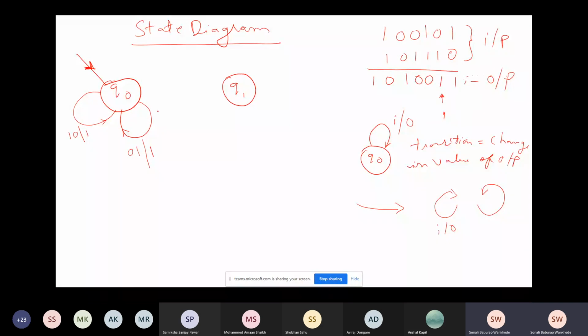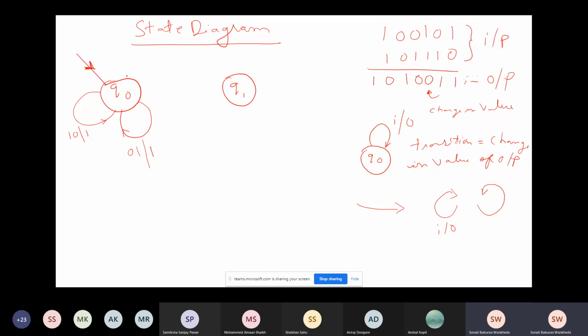Okay. Now there's a twist over here. Now tell me, what should we do? 1 plus 1 gives you 0. So there is a transition, a change in the value of a particular state. There is a change in value. Only then can we say that the transition moves from one state to another state. So now it will move from Q0 to Q1 because the value of the output has changed. Okay, there is a transition.